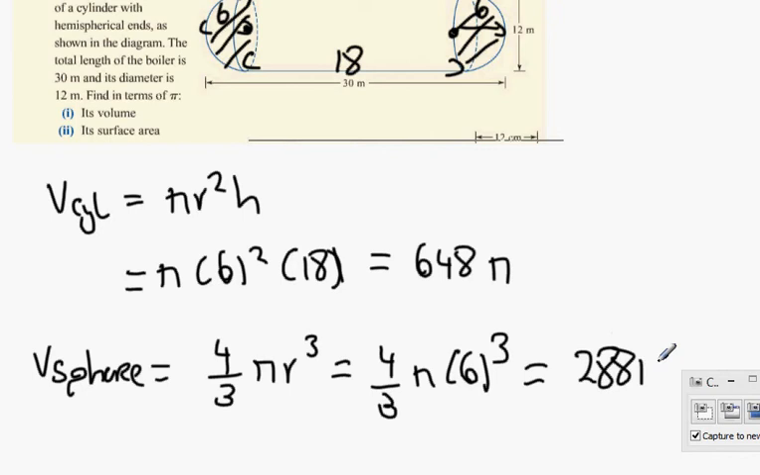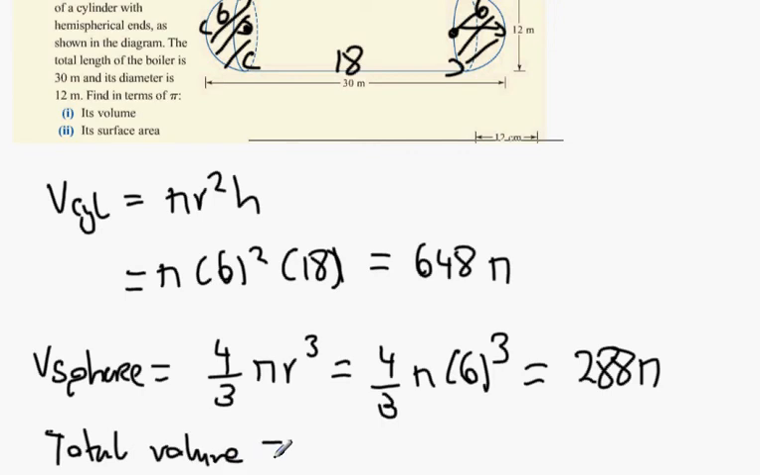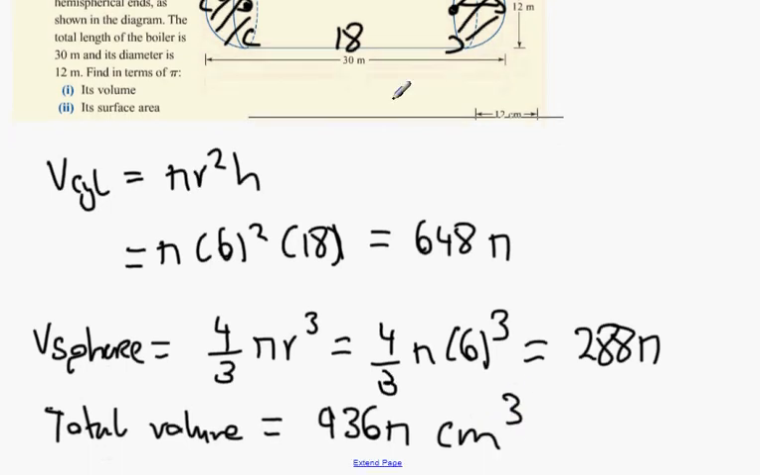Now what we need to do next is add these together. 648 plus 288, and we get 936 pi. So that's the total volume. Who got this one? 936 pi centimeters cubed.